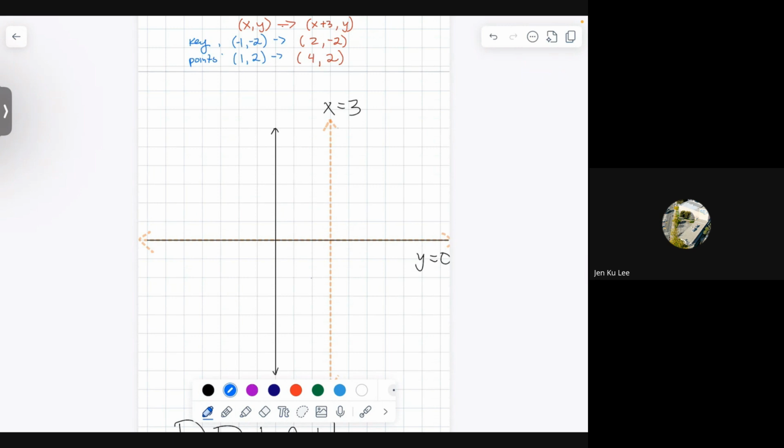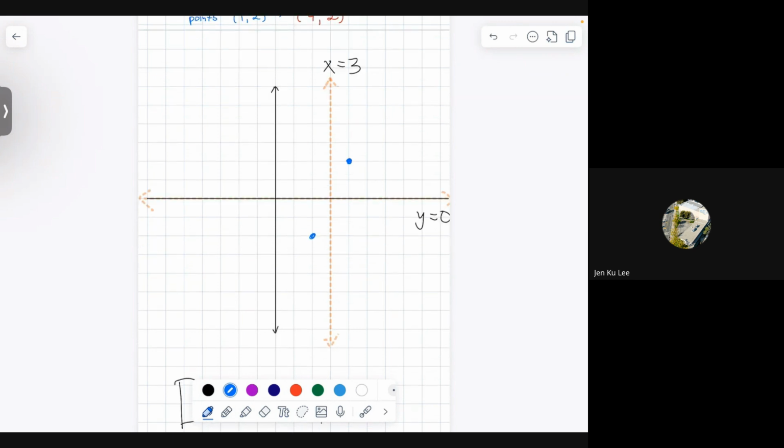Okay. And then I'm going to plot those 2 points. 2 comma negative 2 is right here. And then 4 comma 2 is right there. And then for the 2 curves, I know the way it looks because we already did our parent function. I'm just going to do that. Let it ride the 2 asymptotes. Cool.